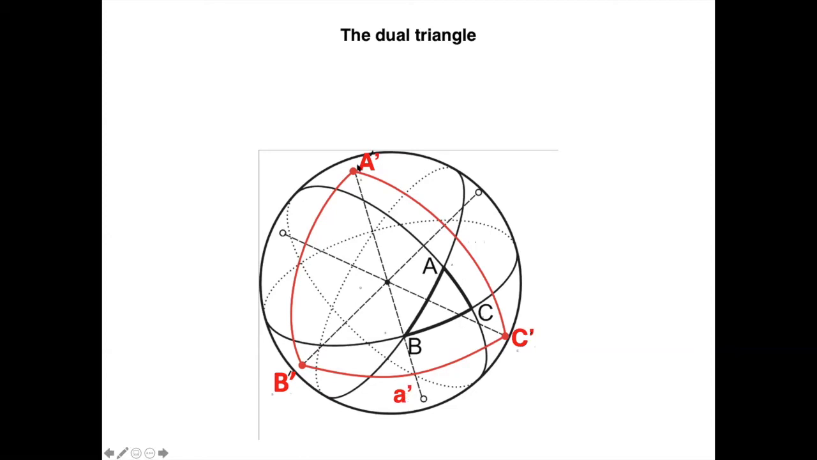Little a prime is the side opposite to big A prime. Little b prime is the side opposite to big B prime, and little c prime, the side opposite to big C prime. The relation that we want to prove is that little a prime, the side of the dual triangle, is equal to pi minus the angle A of the original triangle. And it defines a relation between a side in the dual triangle and an angle in the original triangle.